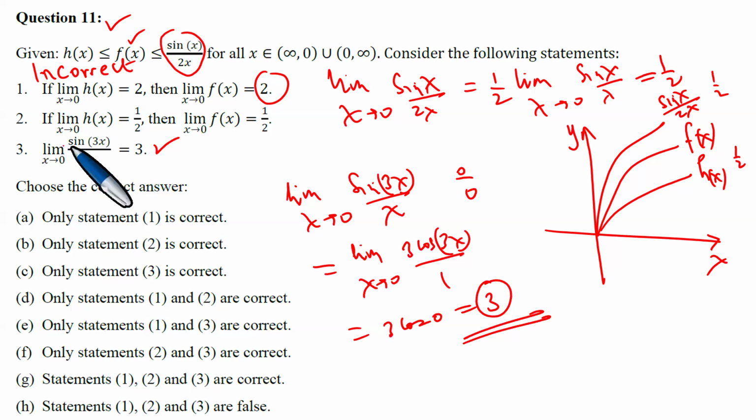Now, at this point, we're able to see that the fact that this limit is 3 is correct. But also, we're able to see that if the limit of h is 1/2, because this limit is 1/2, it would actually then imply that the limit of f is also 1/2. And therefore, the correct option would have to be both of these, because you're dealing with the limits here.